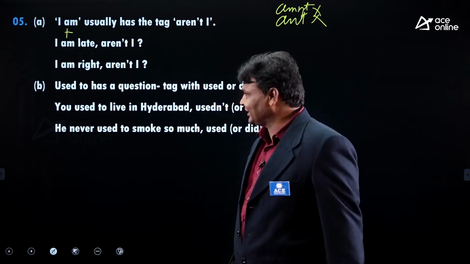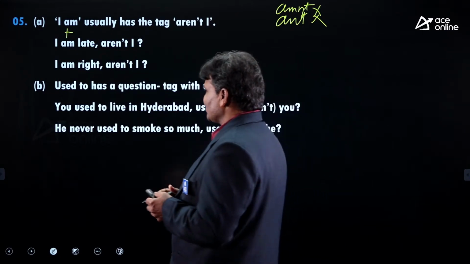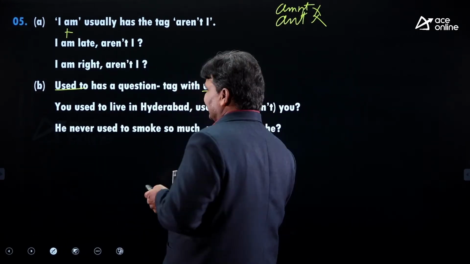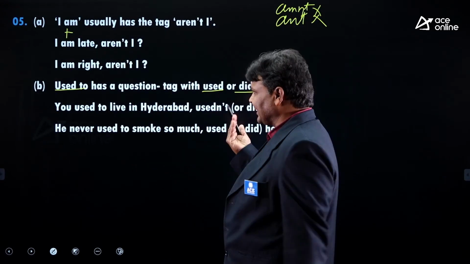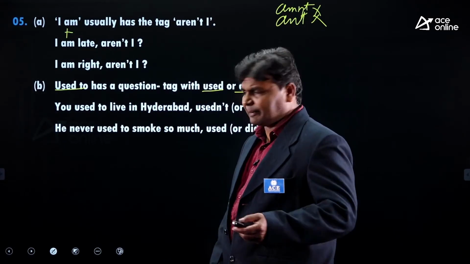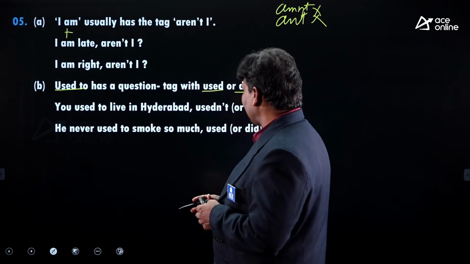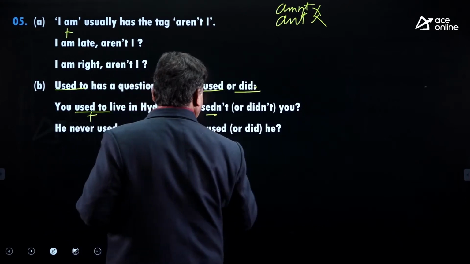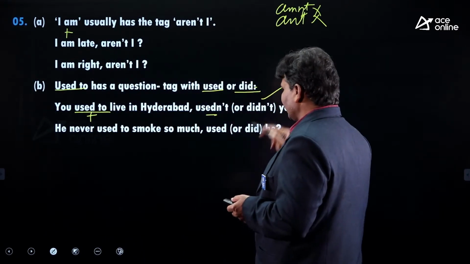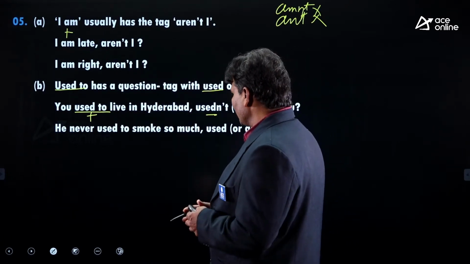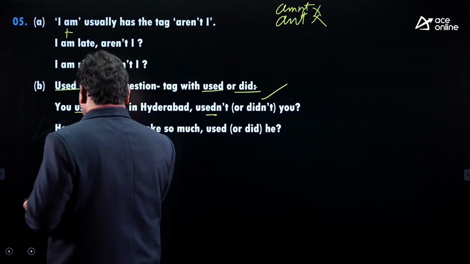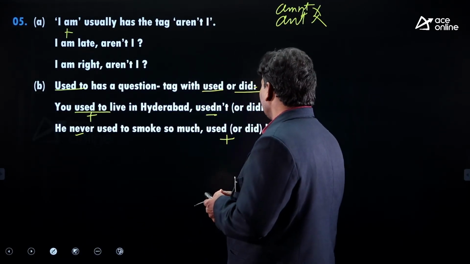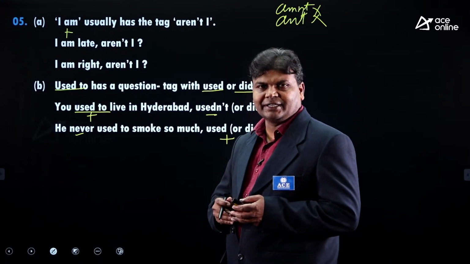Look at these words now. Very good. There's one expression, students: used to has a question tag with used or did. Be careful about this one. Used to is a helping verb, I said. You used to live in Hyderabad, used to. So it is positive, and the tag will be negative: usn't you, or we can also say didn't you. Fine. He never used to smoke so much. Never is negative, so definitely the tag will be positive: used he, or did he?